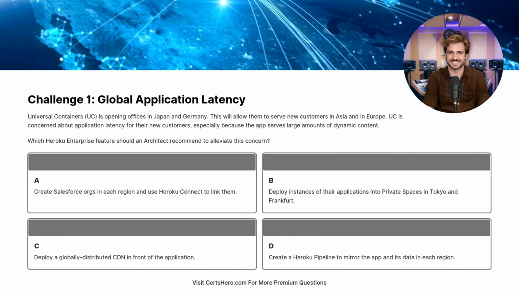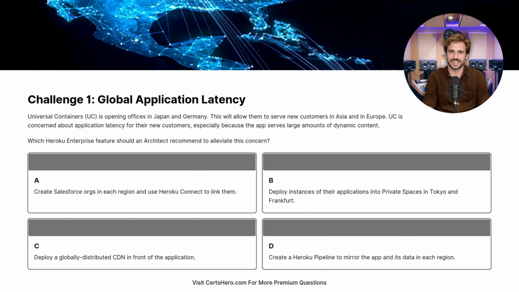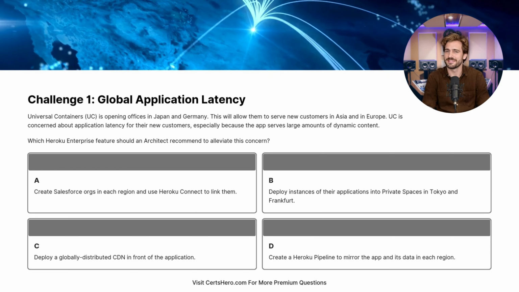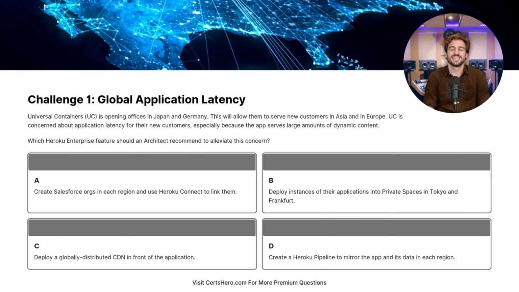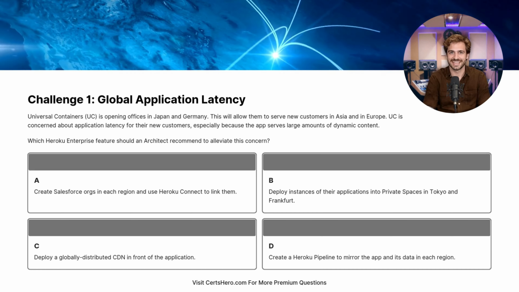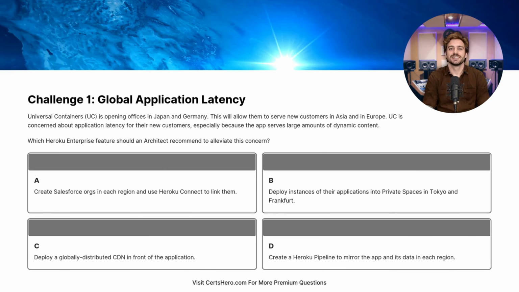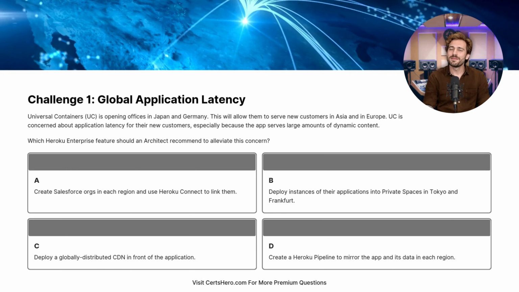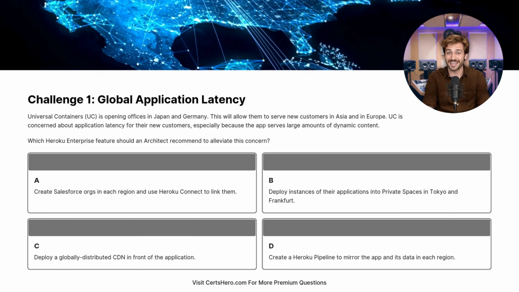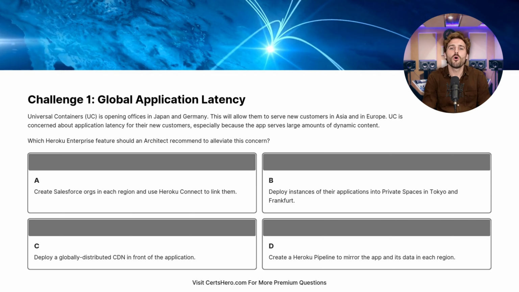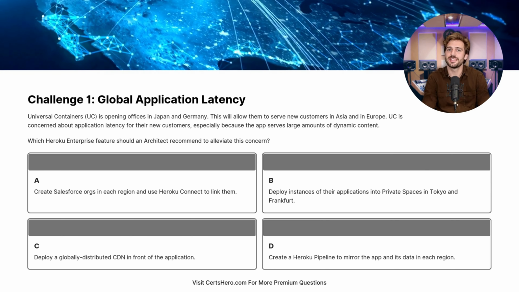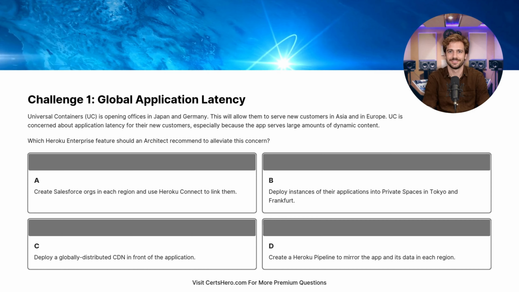Global Application Latency. Universal Containers, UC, is opening offices in Japan and Germany. This will allow them to serve new customers in Asia and in Europe. UC is concerned about application latency for their new customers, especially because the app serves large amounts of dynamic content. Which Heroku Enterprise feature should an architect recommend to alleviate this concern?